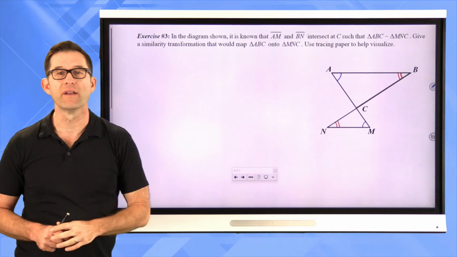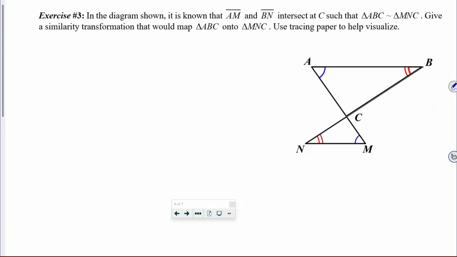Okay, let's keep going. Exercise number 3. In the diagram shown, it is known that segment AM and segment BN intersect at point C such that triangle ABC is similar to triangle MNC. Give a similarity transformation that would map triangle ABC onto triangle MNC. Use tracing paper to help visualize.